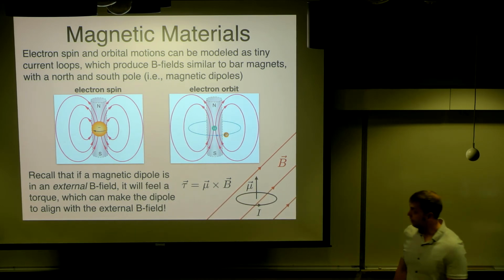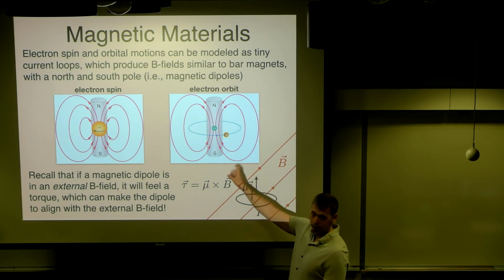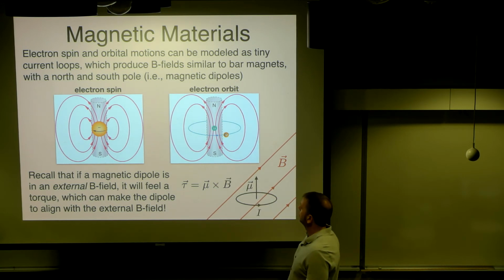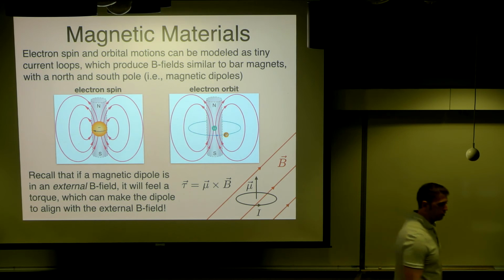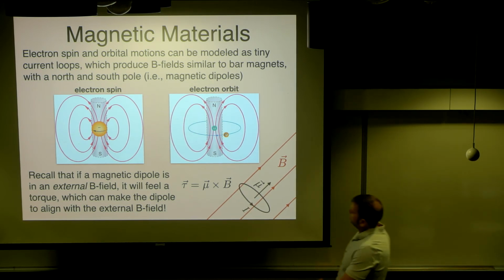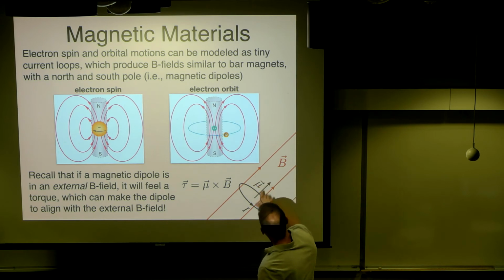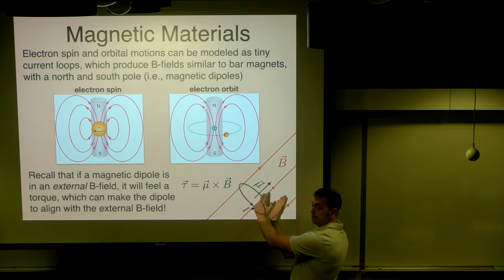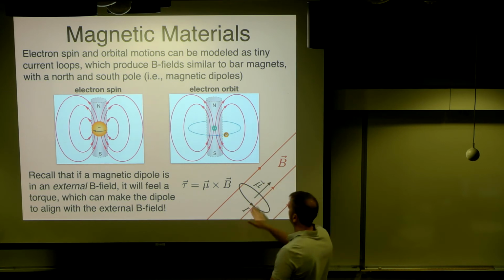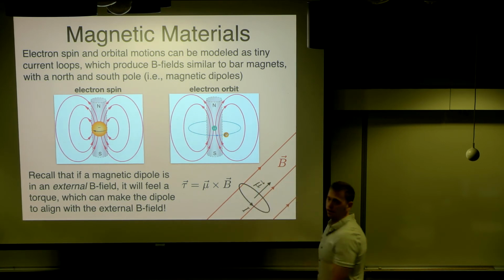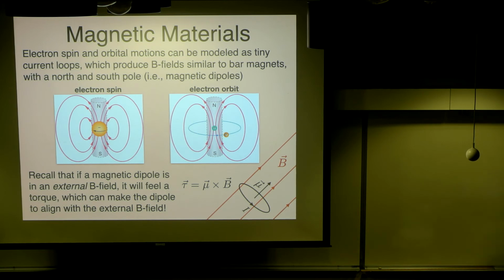So that's what happens with atoms that have electrons circulating in them, right? They are little magnetic dipoles. If you put those magnetic dipoles in a field, it's going to feel a torque. And what does that torque do? Let's take a look. If this magnetic dipole feels a clockwise torque, it's going to move it so that it's oriented with the external B field. It's going to give it a torque until it aligns with the external B field.